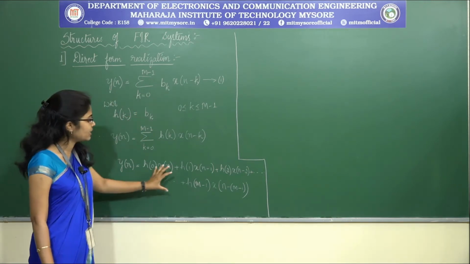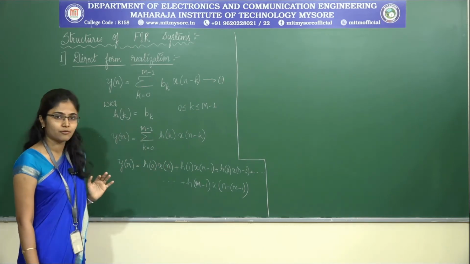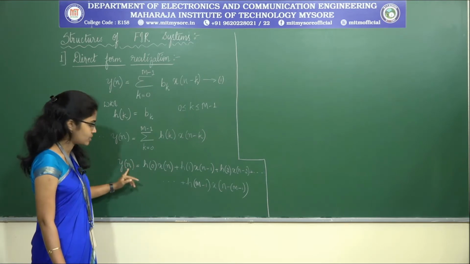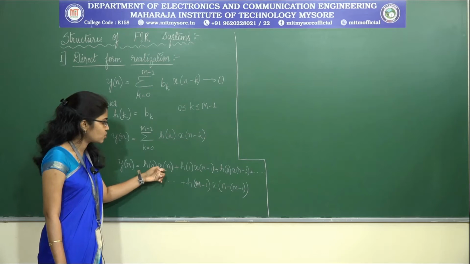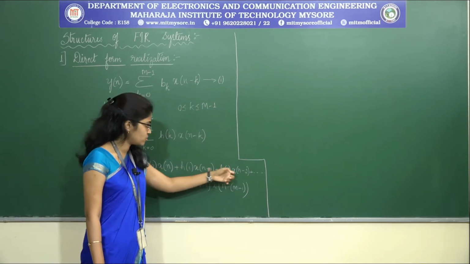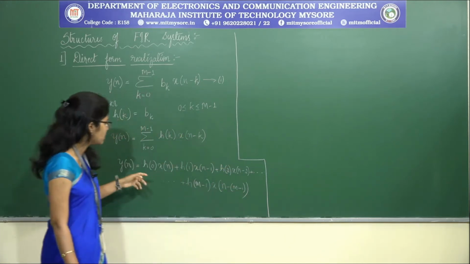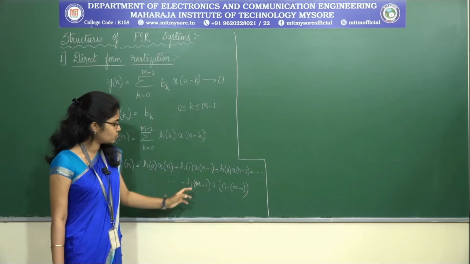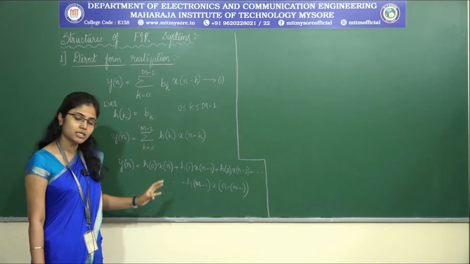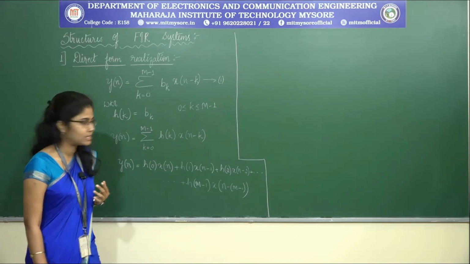Okay. Now with the help of this difference equation, I need to draw the direct form structure. Looking into this equation, y of n is the output, x of n is the present input, x of n minus 1, x of n minus 2, x of n minus m minus 1 are the previous inputs, and h of 0, h of 1, h of 2, h of m minus 1 are the filter coefficients. So keeping these things in mind, let us start drawing the structure, that is direct form realization.